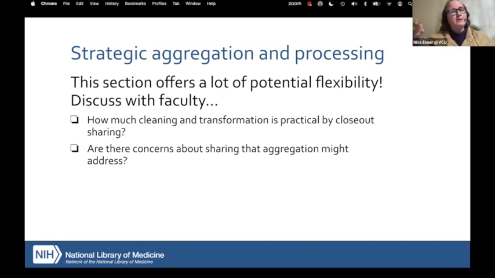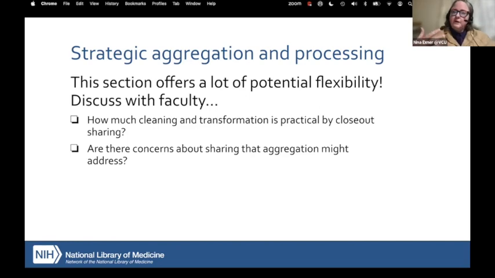In a lot of cases, the way that research really works is there's still data transformations and cleaning and analysis happening after the grant is closed, but we have to share data by the closeout of the grant. And so it's important to take some time to talk with faculty about what's practical in the span of time, even if it's not the final, beautiful publishable data.